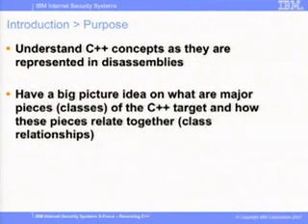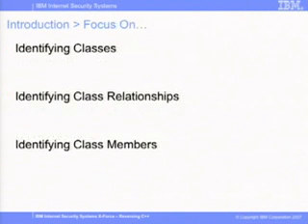The purpose of this talk is to understand C++ concepts as they appear in the disassembly, and to have a big picture idea of what the major pieces of the C++ target are and how these pieces relate together. In this talk, we will focus on identifying classes, identifying the relationships between classes, and identifying the class members.